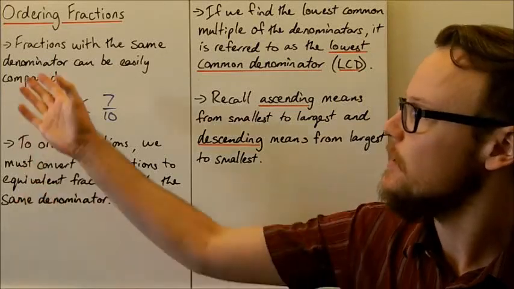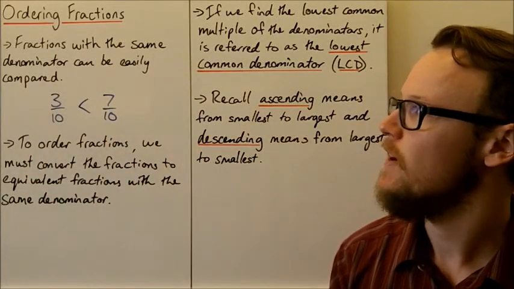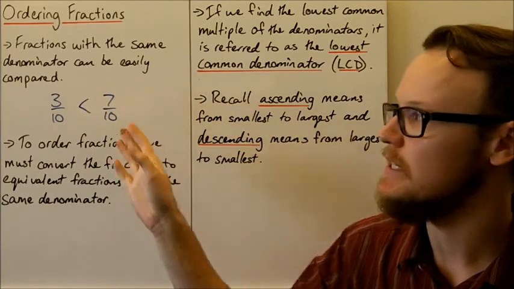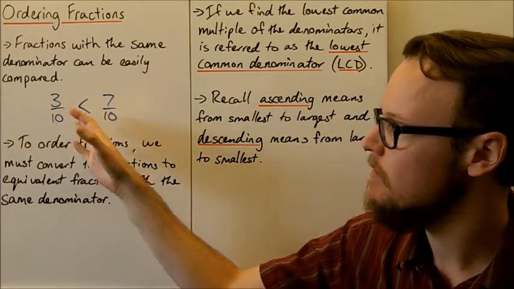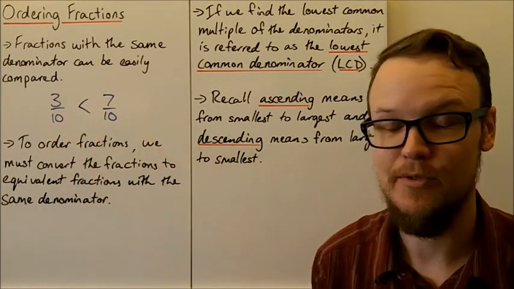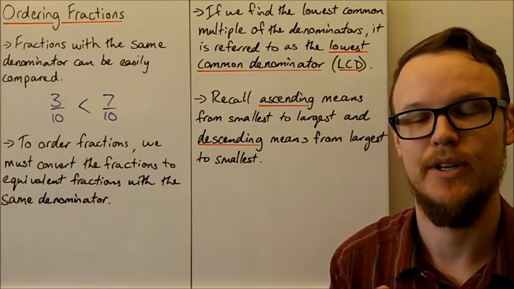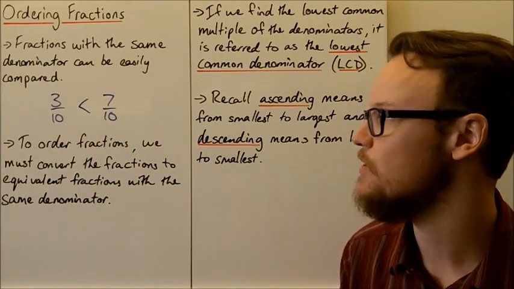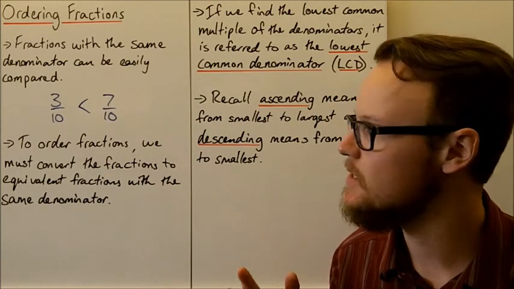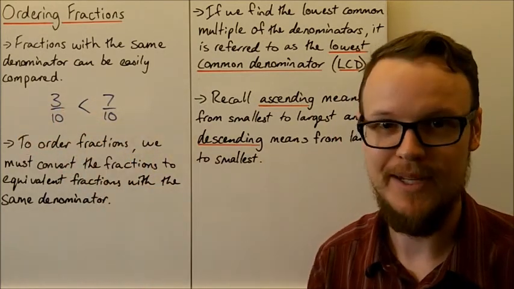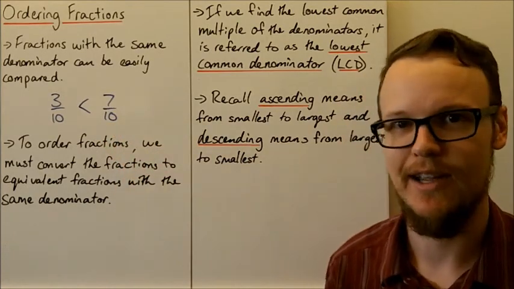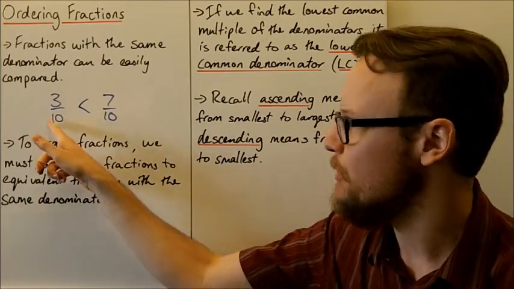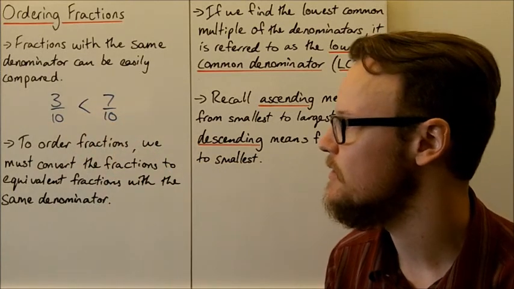Today we're going to look at ordering fractions. Fractions with the same denominator can be easily compared. So if we're looking at 3/10 and 7/10 here, because we know we've divided the shape up, or whatever we're dividing up, into 10 even pieces, we know that 3 pieces is going to be less than 7 pieces. So 7/10 is definitely going to be the bigger number. So 3/10 is less than 7/10.